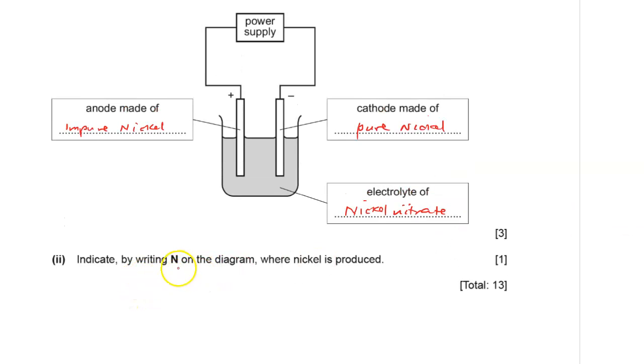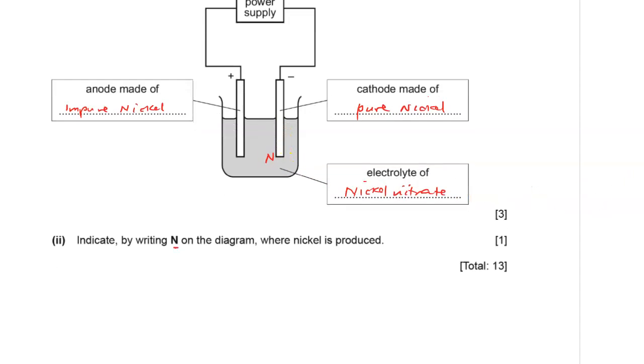Indicate by writing N on the diagram where nickel is produced. So I'll write N here. Nickel is going to be produced on the cathode. Transfer from impure to pure, which is the cathode right there. Okay.